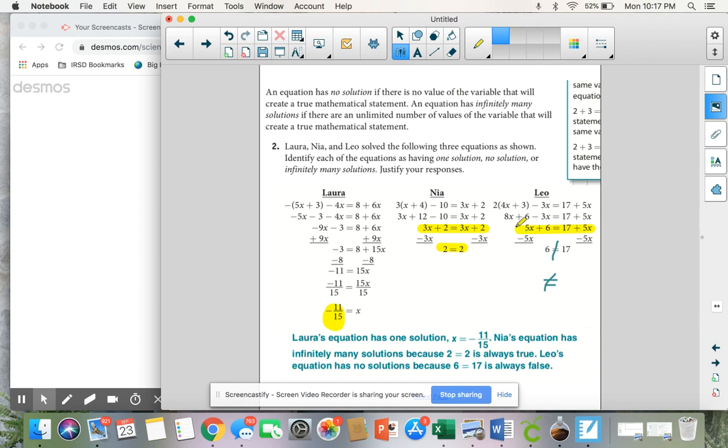So now if we jump back up here, okay, notice that we have the same 5x, the same 5x. So no matter what I did, if I substituted in 1, I would have 5 plus 6, which is 11. I would have 5 plus 17, which is 22. So 11 never equals 22. So when I simplify it down, that 6 never equals 17 is always false. Therefore, that last one, Leo's, has no solutions.